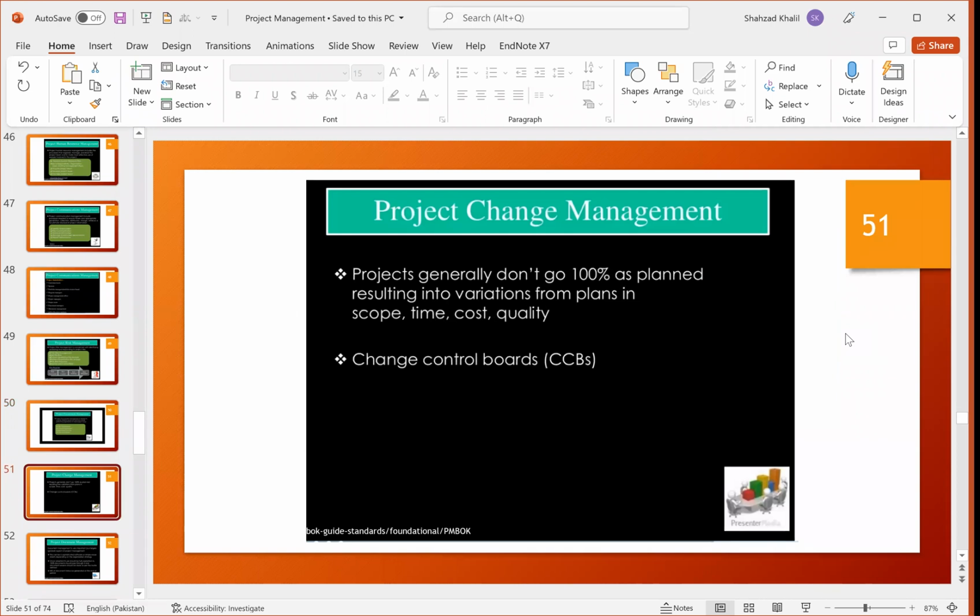Project change management. Projects do not go 100% as planned, resulting in variations from plans in scope, time, cost, and quality. And there are change control boards, which are called CCBs.